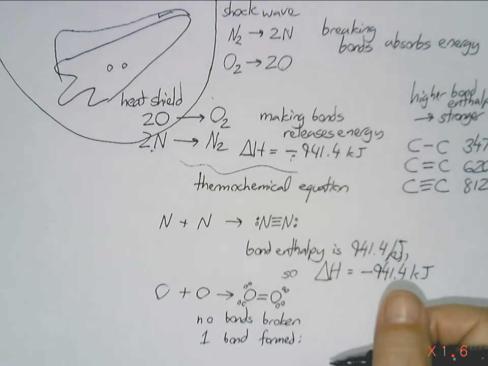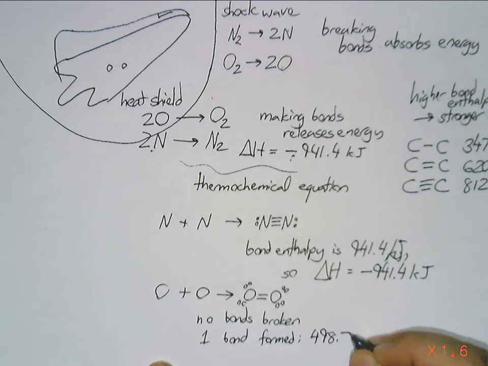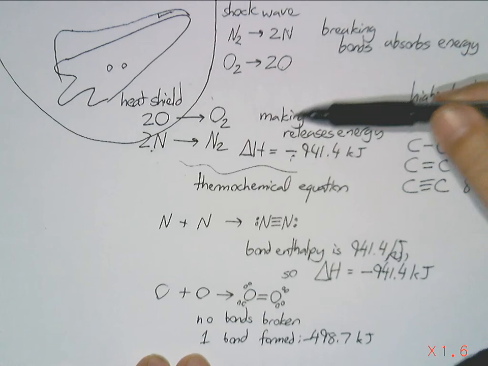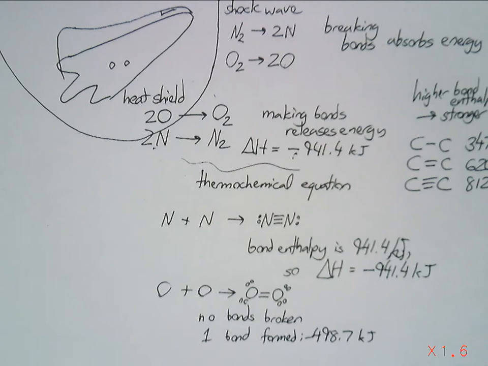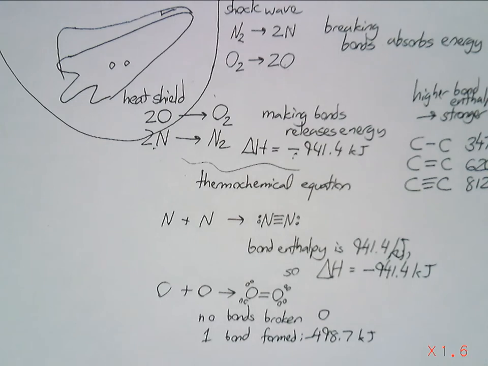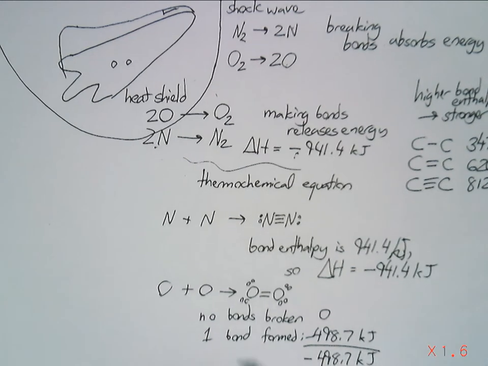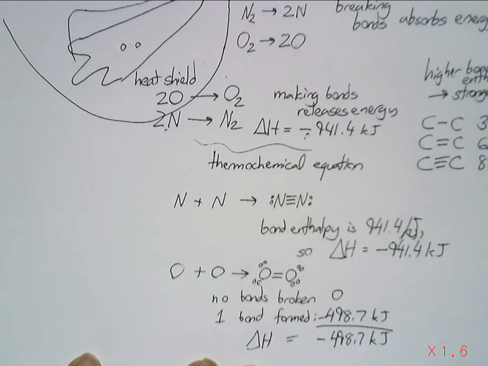And if I look at the O double bond O number, it's 498.7. Since the bond is formed, I'm going to put a minus sign in front of that, because any time that I make a bond, that releases energy, and released energy is negative. All right? So if I add the enthalpy I get for the bonds broken to the enthalpy I get for the bonds formed, I'm going to get minus 498.7 kilojoules overall. That sum of those two things is going to be what delta H is for the reaction.